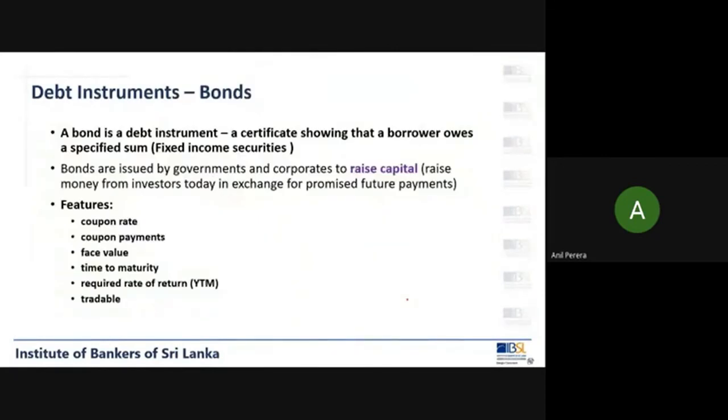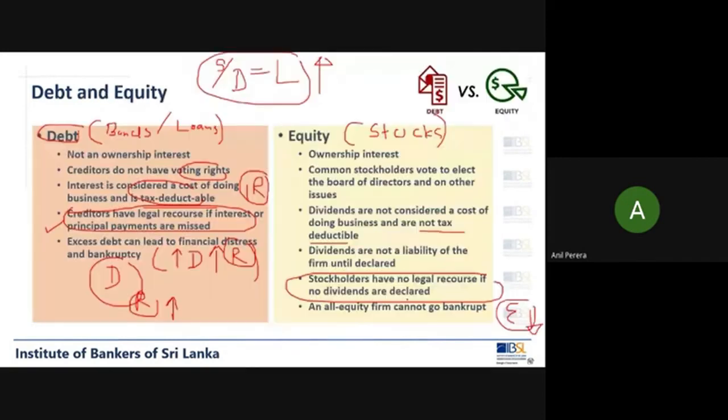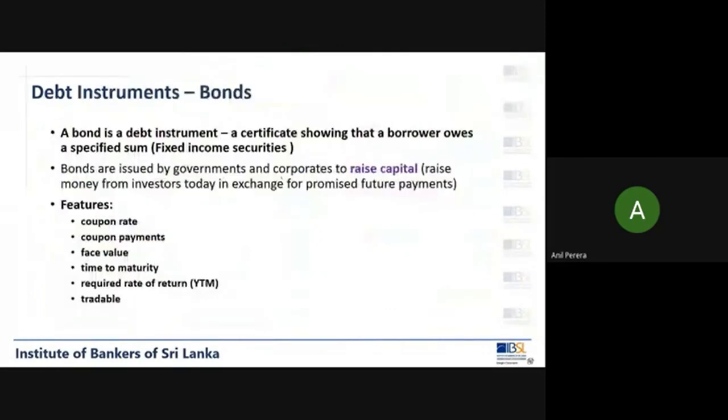Now let's move to these instruments more closely, debt instruments. Out of these debt instruments, loans we have already covered in detail in the previous slide. Now we are going to look at the bonds very closely. We already know a bond is a debt instrument, and that's a certificate showing that the borrower owes a specified sum. If it is a government, the government is liable, or it owes to pay a specified sum to the investor.